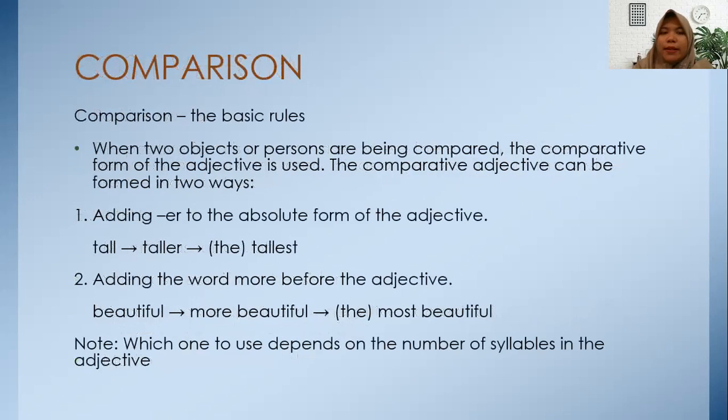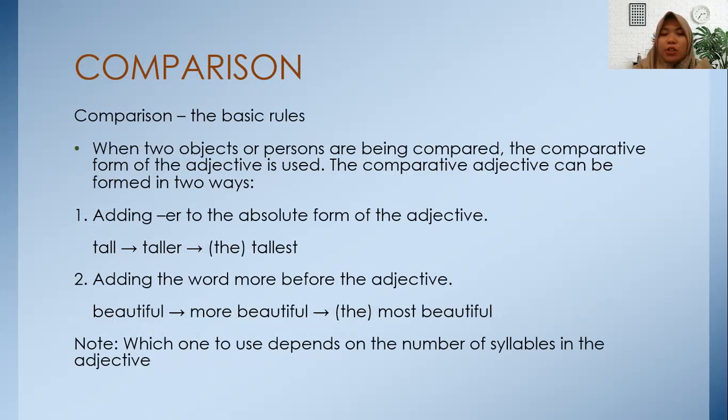So the second one is the comparative itself. When two objects or persons are being compared, the comparative form of the adjective is used. The comparative adjective can be formed in two ways. The first one, you need to add "er" to the absolute form of the adjective, like tall to taller. The second one is adding the word "more" before the adjective, beautiful to more beautiful.